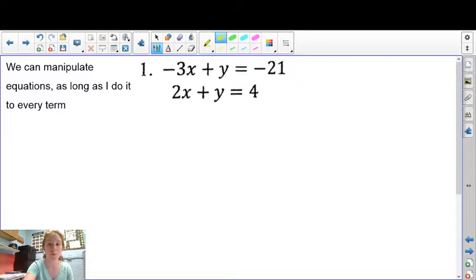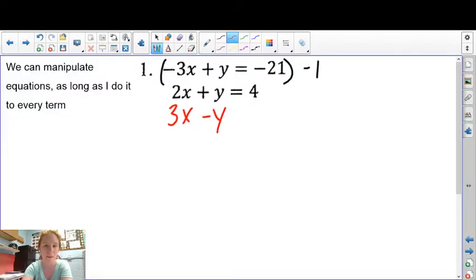What I'm going to do is multiply the entire equation, pick an equation, it really doesn't matter. I think I'm going to go at the top because it has lots of negatives. And I'm going to multiply the entire top equation, every single term, by a -1. Nothing's going to change on the second one. He's going to stay the same. So that's going to cause us to become a 3x. This will turn into -y, and this will turn into positive 21.